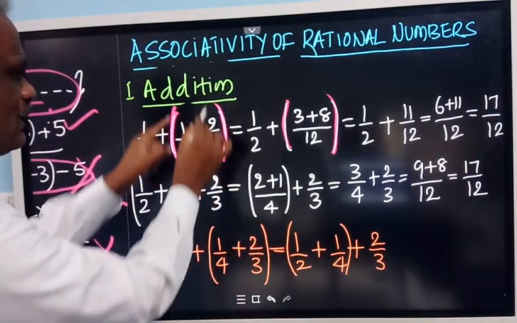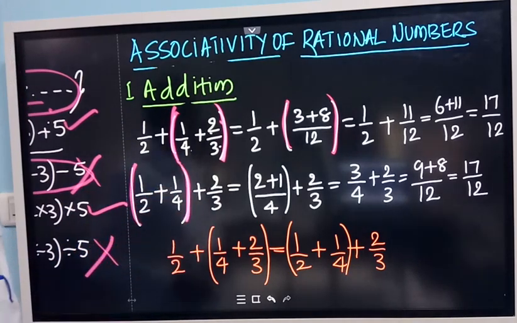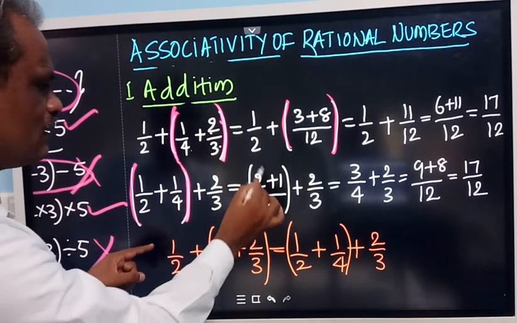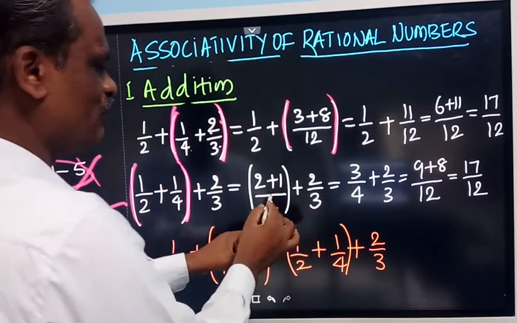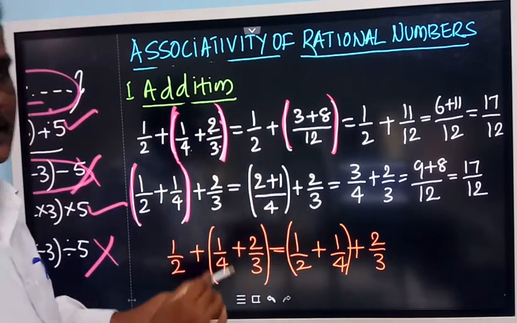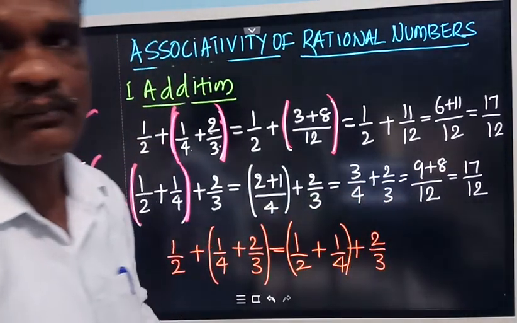Now instead of grouping this, let us group these two first. 1 by 2 plus 1 by 4. Then it becomes 3 by 4. 1 by 2 plus 1 by 4, it becomes 3 by 4. Then add to the third number, 2 by 3. So it becomes again 17 by 12.